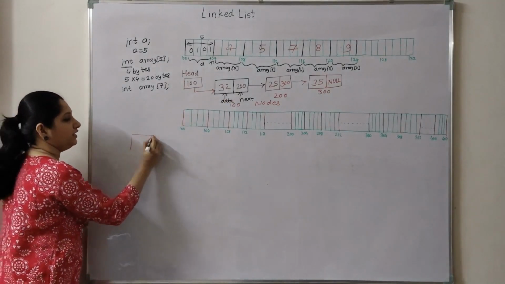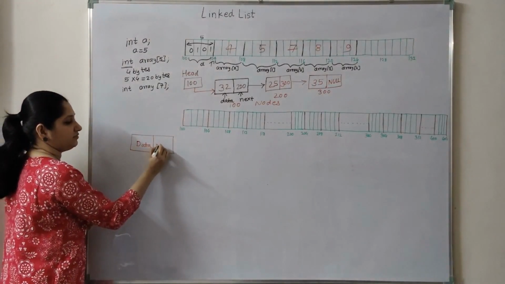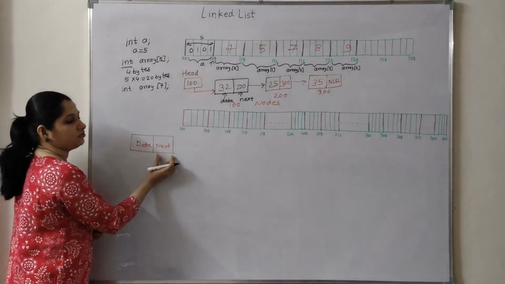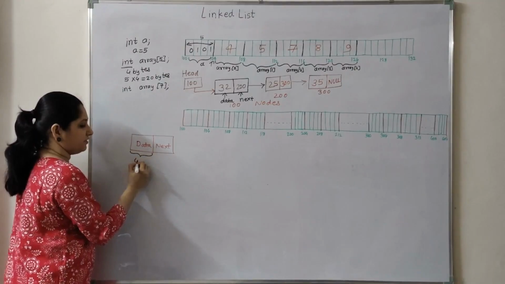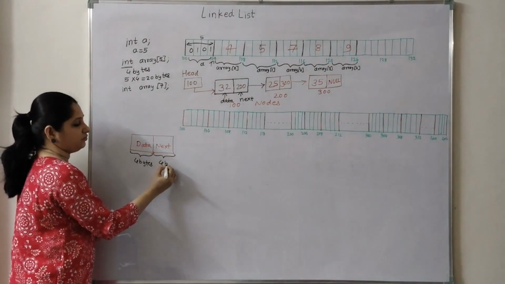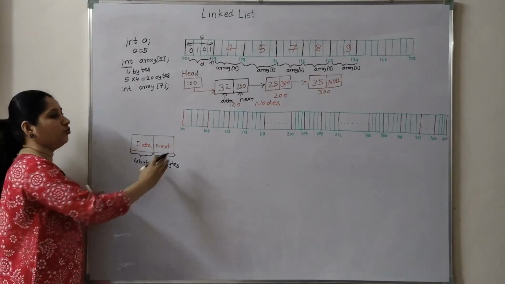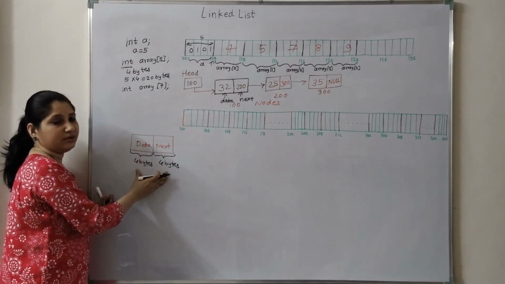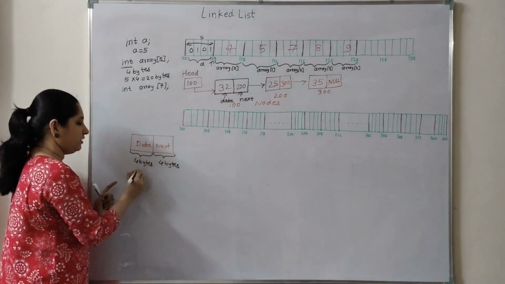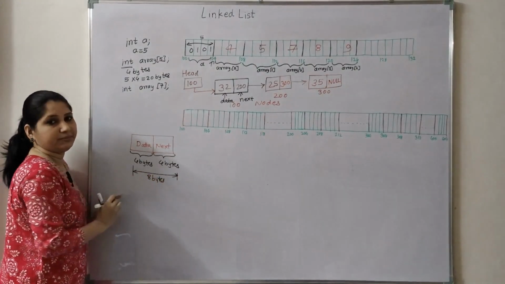Whenever you are storing any data into our linked list, this is our data part and this is the address of our next pointer. The data part will require 4 bytes to store the data into memory, and this next part will always require 4 bytes as well. So whenever we are taking a node of type integer, there are 2 parts, the data part and the next part. In total it will require 8 bytes to store the data into memory.